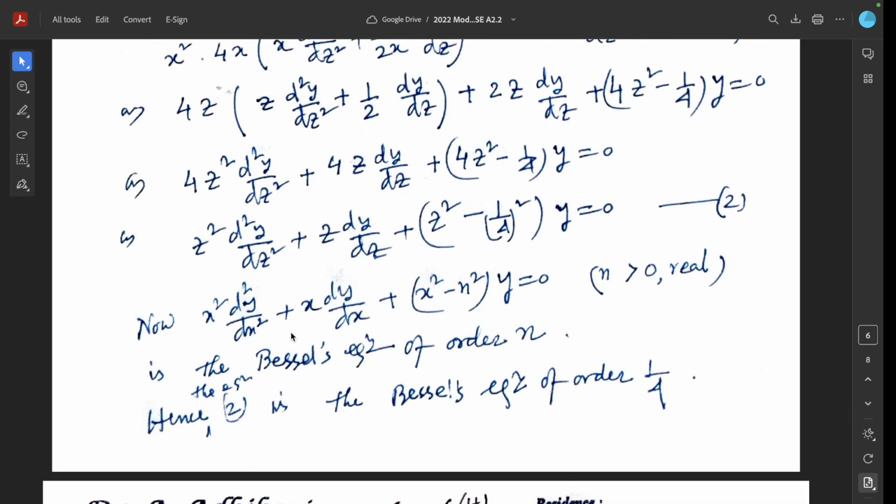Now Bessel's equation of order n is the standard form: x square d2y/dx square plus x dy/dx plus (x square minus n square) y equal to 0, where n is positive real. So this is the Bessel's equation of order n. Obviously, comparing, this is the standard Bessel's equation of order 1 by 4.